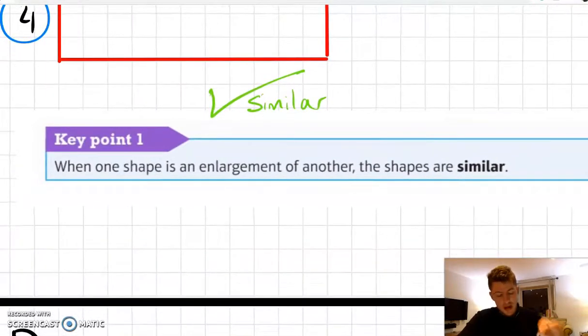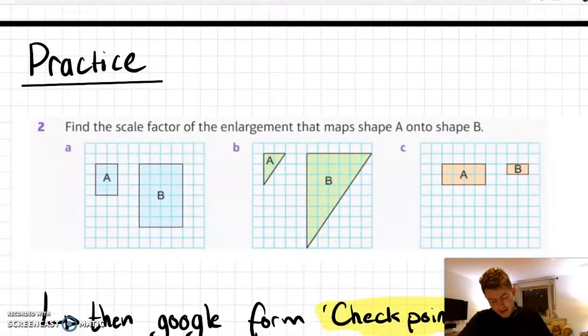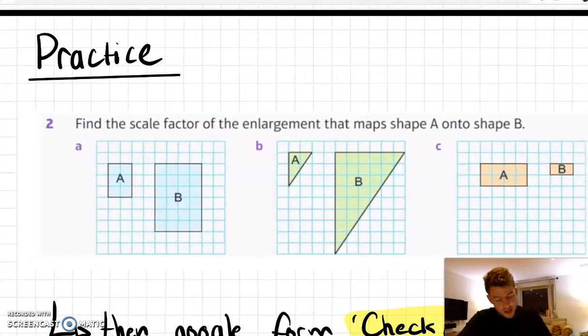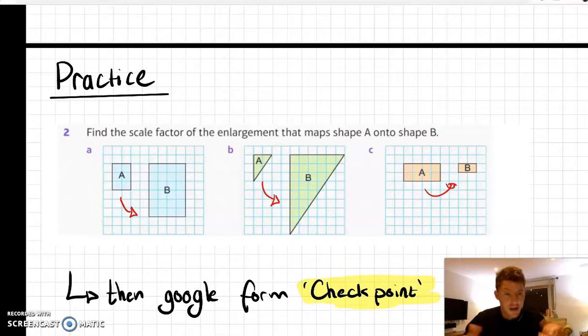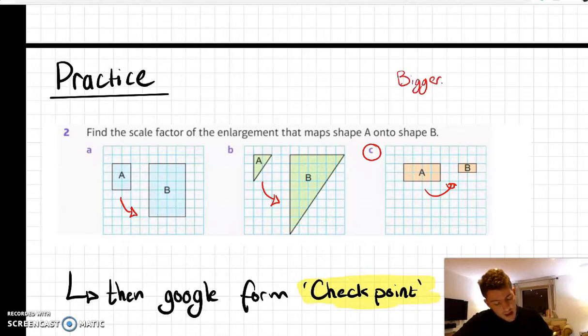When one shape is an enlargement of another, the shapes are similar. And then practice. I want you to tell me all of these shapes are similar. I'm telling you that for a fact. What's the scale factor? How do you go from A to B, A to B, and A to B? What are you multiplying by to get that enlargement? Also, just a note, the enlargement doesn't always have to be bigger. Enlargement can sometimes be smaller.